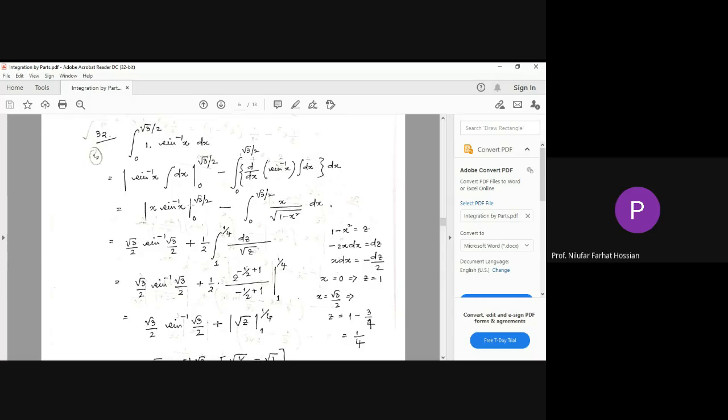In the next step, you just put down the limits. It will be root 3 by 2, sine inverse root 3 by 2. And for the second term, 0. 0 into anything is 0. So only the first term involving the upper limit.